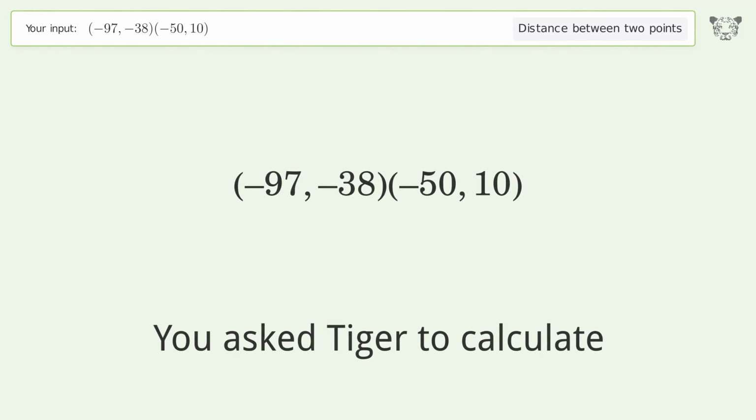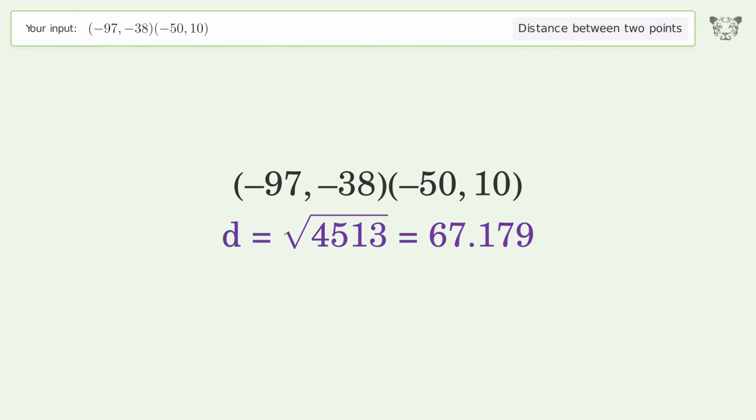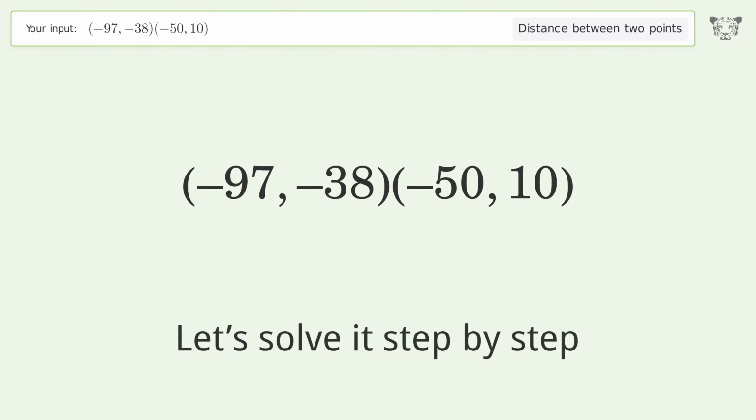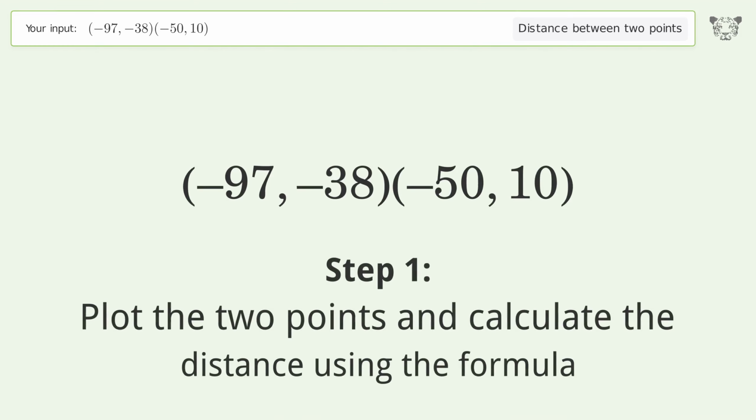You ask Tiger to calculate. This deals with the distance between 2 points. The distance between the 2 points is the square root of 4,513, or 67.179. Let's solve it step by step. Plot the 2 points and calculate the distance using the formula.